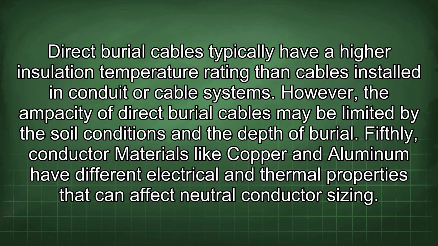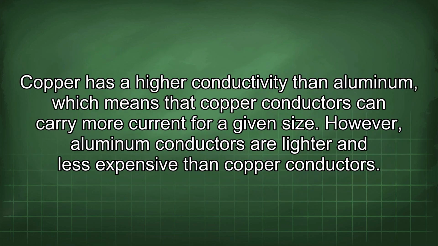Direct burial cables typically have a higher insulation temperature rating than cables installed in conduit or cable systems. However, the ampacity of direct burial cables may be limited by the soil conditions and the depth of burial. Fifthly, conductor materials like copper and aluminum have different electrical and thermal properties that can affect neutral conductor sizing. Copper has a higher conductivity than aluminum, which means that copper conductors can carry more current for a given size. However, aluminum conductors are lighter and less expensive than copper conductors.